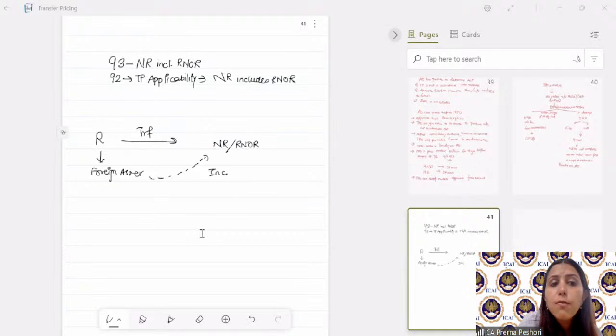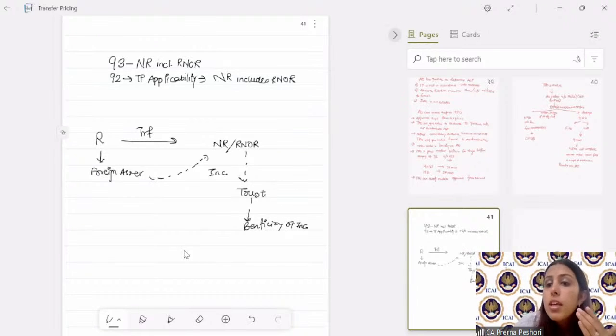So what could be the cases? Say, for example, a resident transfers a foreign asset to a non-resident trust in which this resident is, say, a beneficiary of the income. Maybe not at this stage, but at a later stage, he might enjoy the income from this trust. In that case, section 93 will be invoked. The income of the transferred asset would be deemed to be the income of the resident only. So the income would be deemed to be taxable in the hands of the resident. Is that clear?